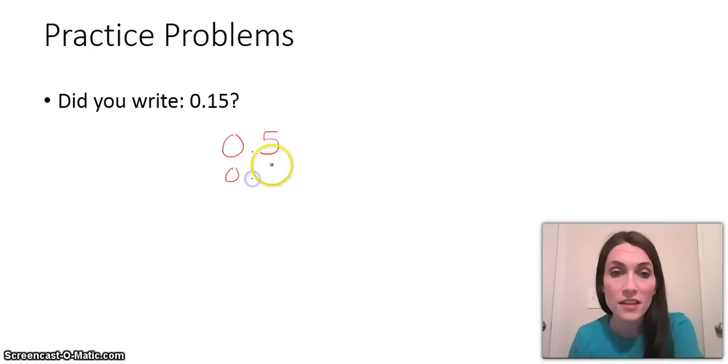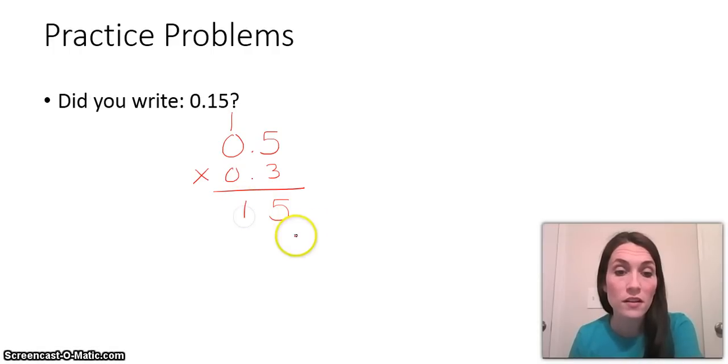5/10 times 3/10. 5 times 3 is 15. 0 times 3 is 0 plus 1 more, be 1. Now I can go ahead and continue to work this problem. 0 plus 5, or times 5 is 0. 0 times 0 is 0. I would add.